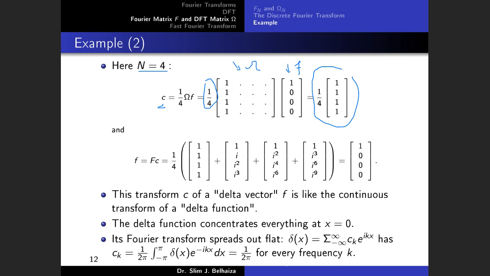If you want to go backwards, you multiply F by C. You see immediately that these are the columns of F, as we've seen without the product multiplication. And when I multiply F by C, I get exactly (1, 0, 0, 0). Got it, guys? So this transform C of a delta vector F is like the continuous transform of a delta function. The delta function concentrates everything at x0, and its Fourier transform spreads out flat, finding at the end 1 over 2 pi for every frequency. So it's like the discrete case for the delta function.